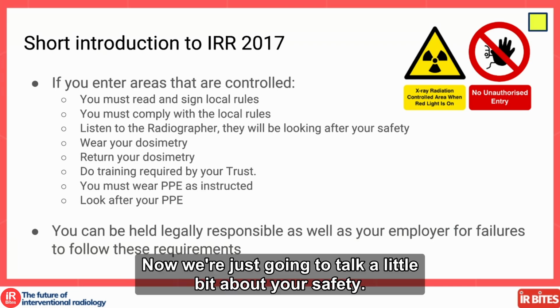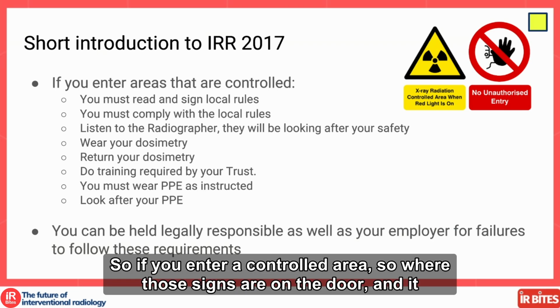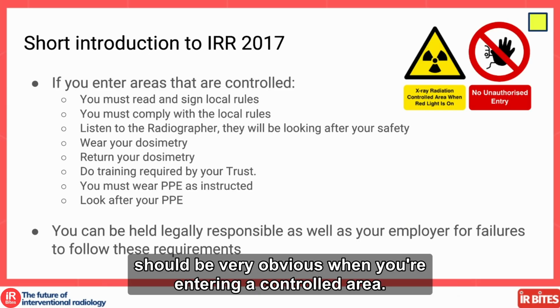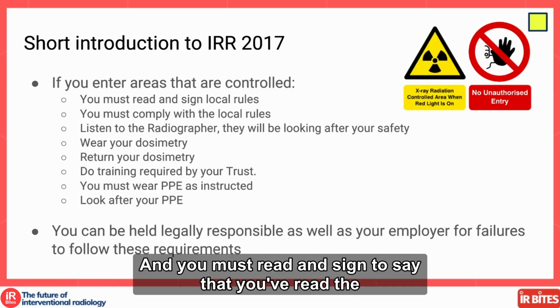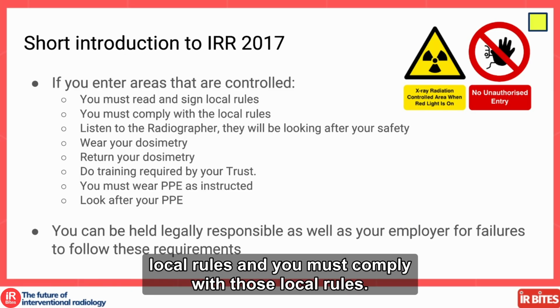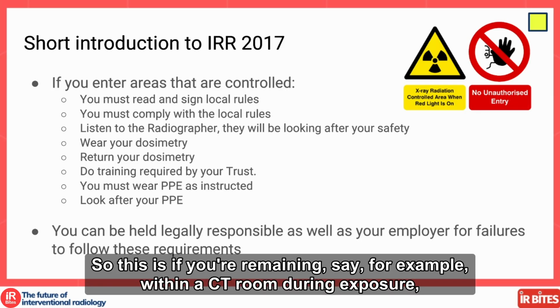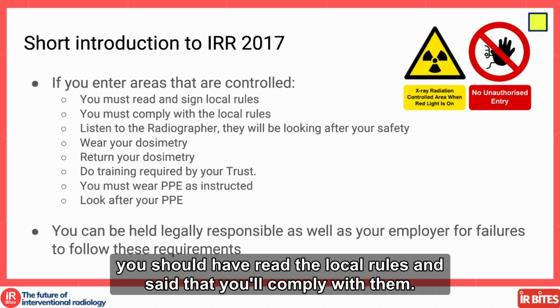Now we're just going to talk a little bit about your safety. If you enter a controlled area, where those signs are on the door, it should be very obvious when you're entering one. You must read and sign to say that you've read the local rules, and you must comply with those local rules. So if you're remaining, for example, within a CT room during exposure, you should have read the local rules and said that you'll comply with them.